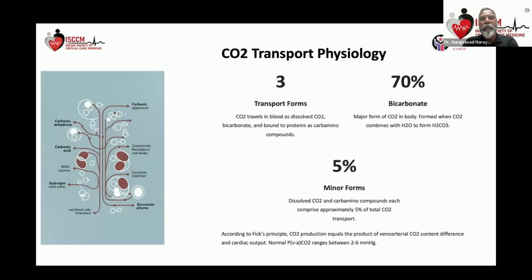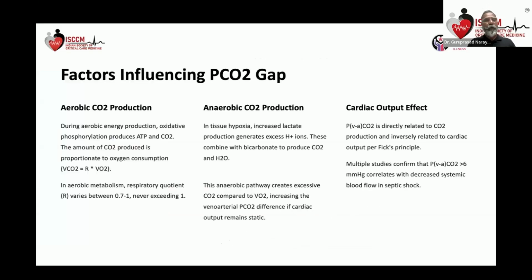Basically, carbon dioxide is transported in three forms: dissolved carbon dioxide, but the major part is transported as bicarbonate. Carbon dioxide production equals the product of the veno-arterial carbon dioxide content difference and the cardiac output, so the difference is inversely proportional to the cardiac output. The lower the cardiac output, the higher will be the veno-arterial carbon dioxide difference. The normal range is between 2 to 6 millimeters of mercury.